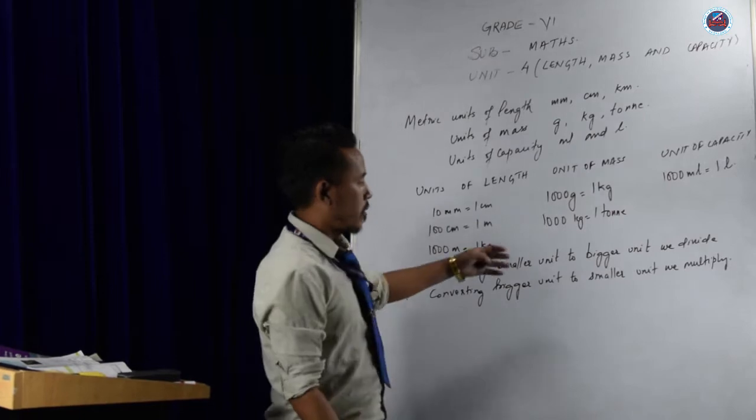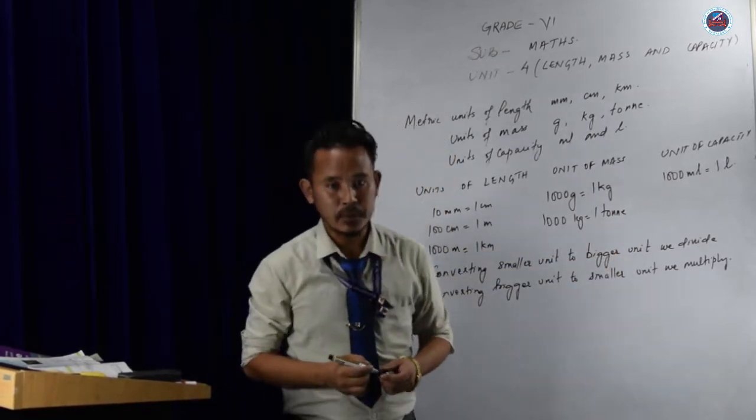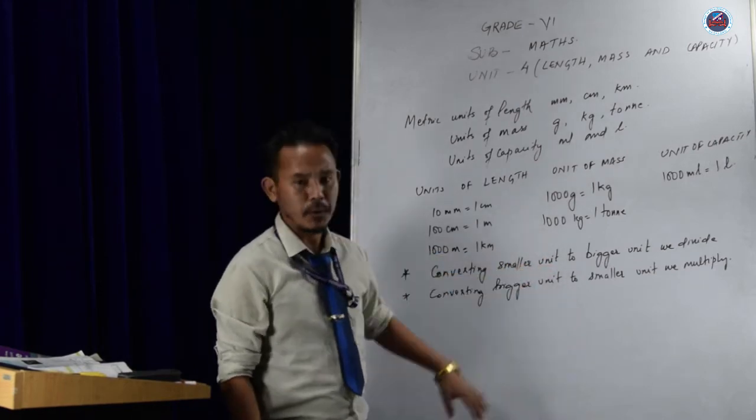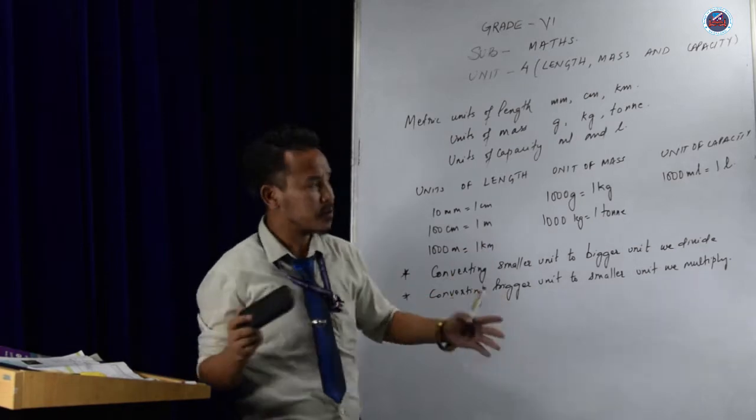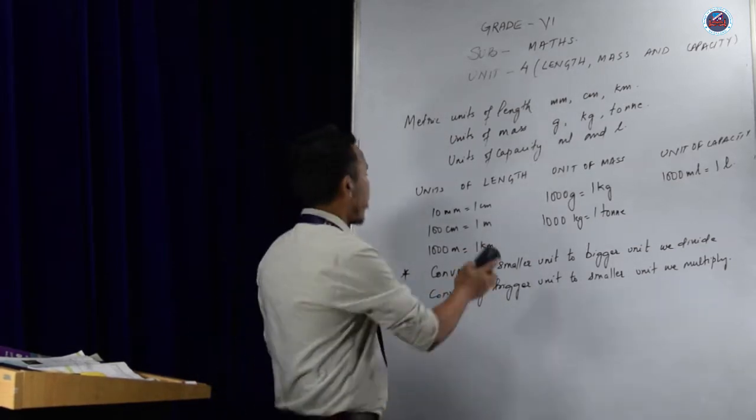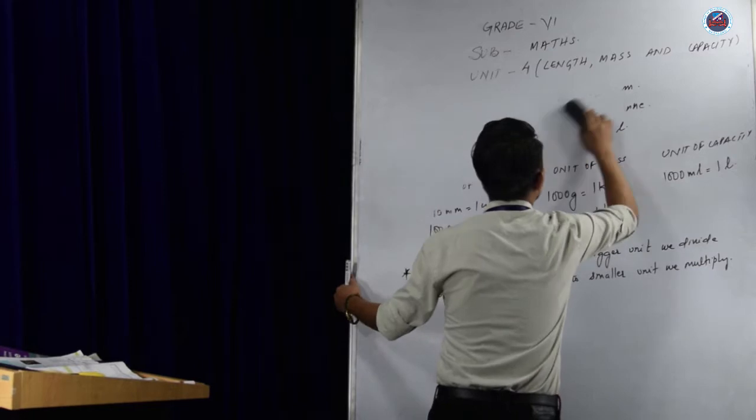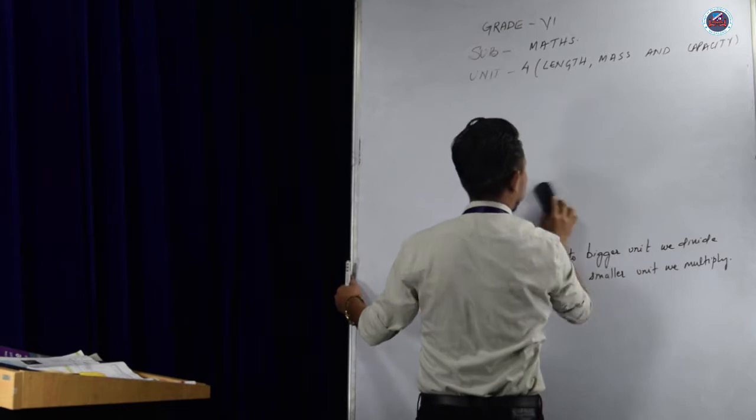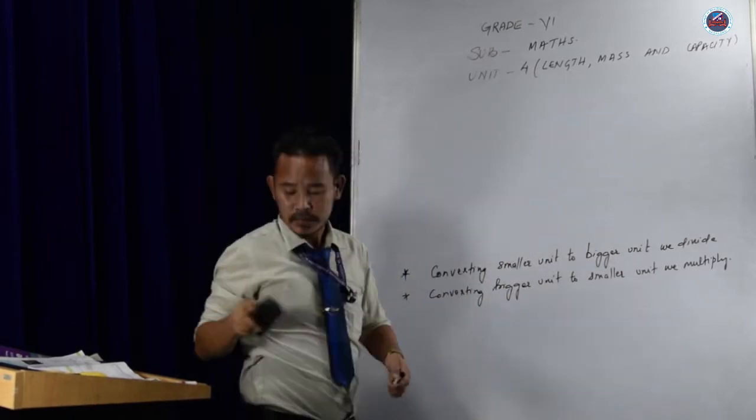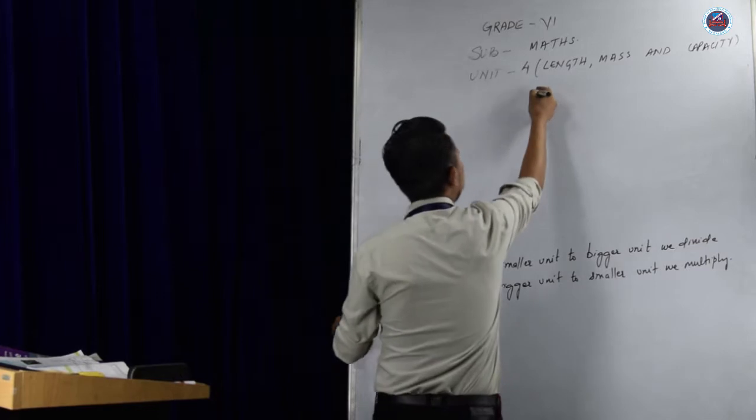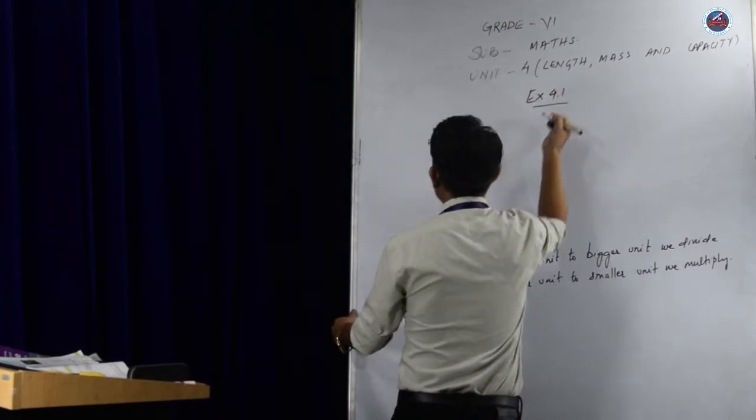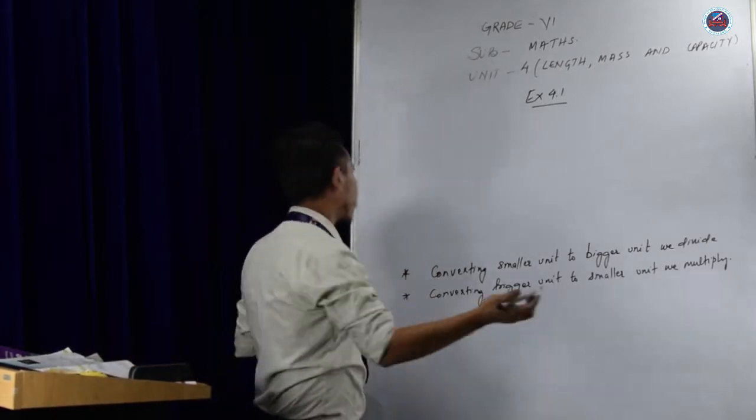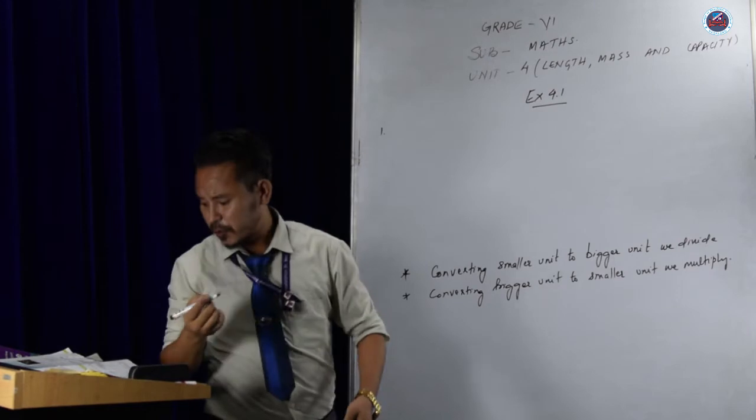These two points are very important because we'll be using both of them to solve the exercises. So let's go into the exercise and try to solve. Moving on to the first exercise, that is 4.1, question number 1. I'll be doing B and C.